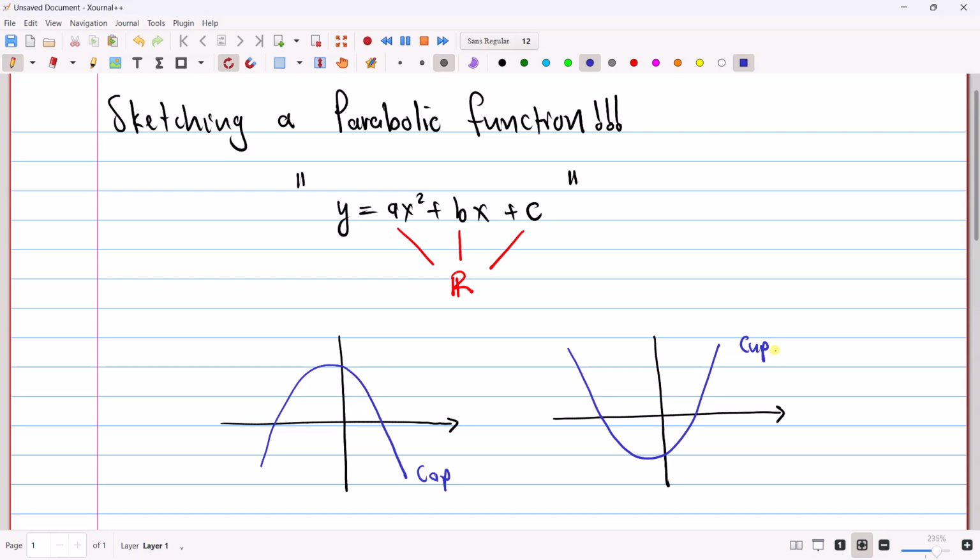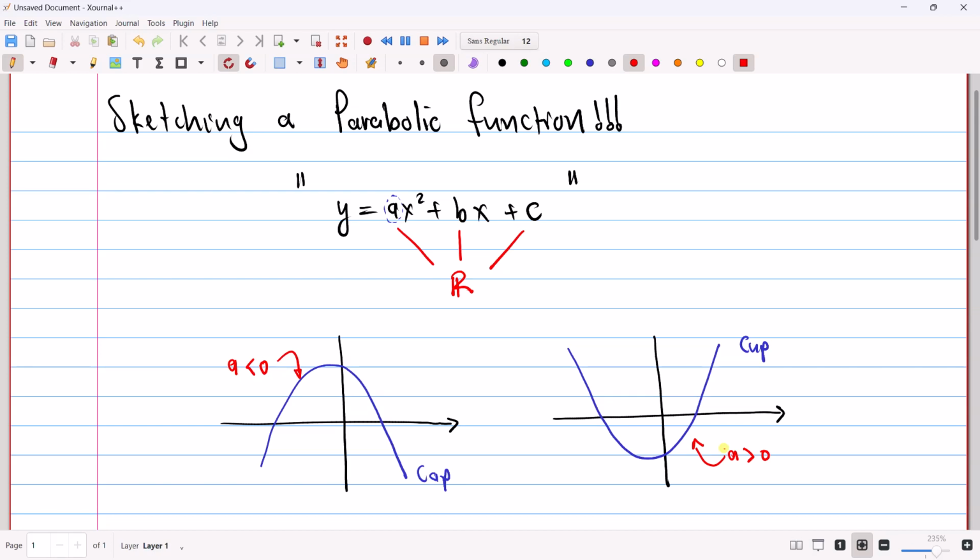But the question is, what determines the nature of the shape that you're going to get? The nature of the shape is determined by this a, which is the coefficient of the quadratic term in the equation of the parabolic function. When a is less than 0, that is when a is negative, you must always expect the cap shape. And when a is greater than 0, you must always expect that kind of cup shape.